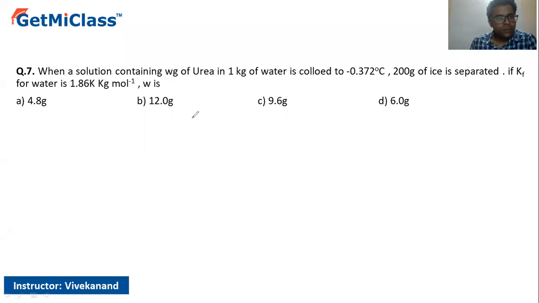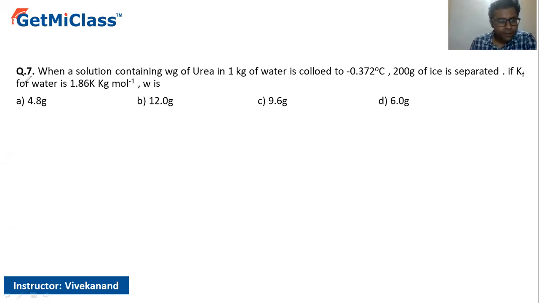Question number 7. When a solution containing W gram of urea in 1 kg of water is cooled to minus 0.372 degrees Celsius, 200 gram of ice is separated. If Kf for water is 1.86 Kelvin kg per mole, W is? Options given are A, 4.8 grams, B, 12.0 gram, C, 9.6 gram, and D, 6 grams.